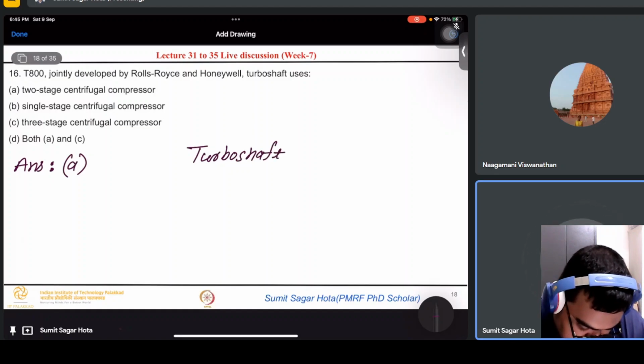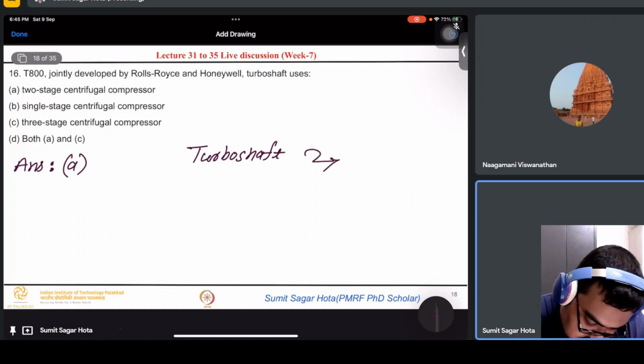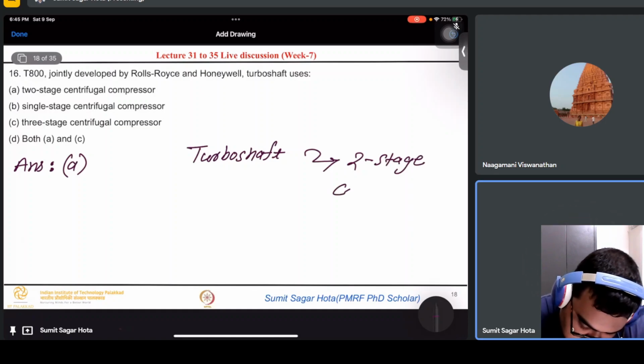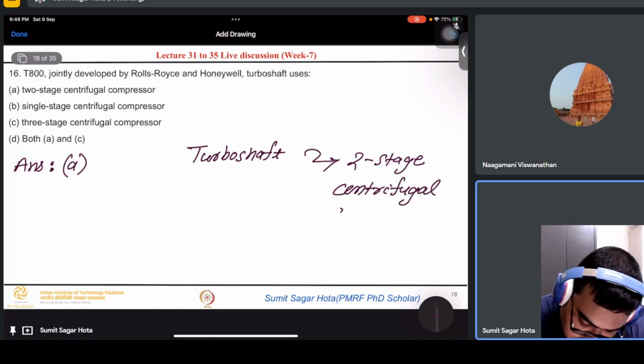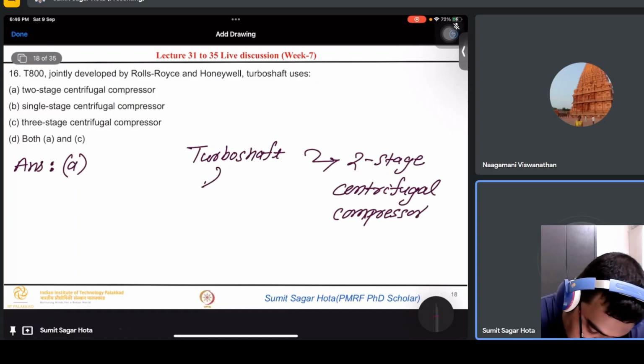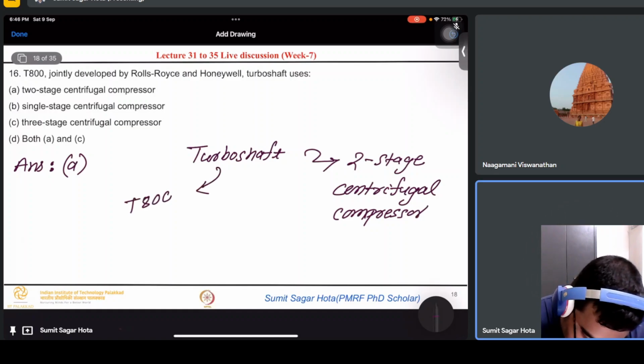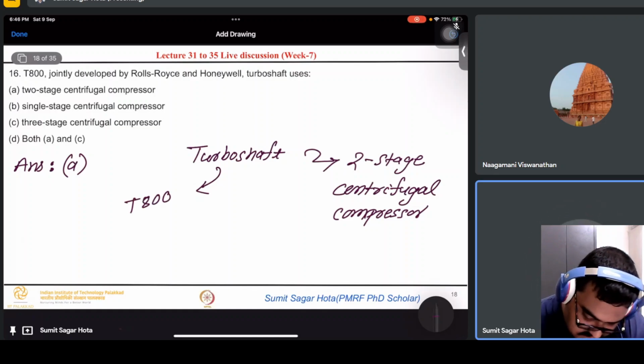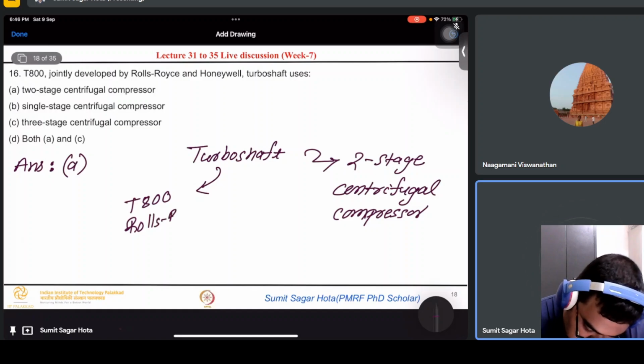Turbo shaft. Two-stage centrifugal compressor. Turbo shaft, what is the type? T800, whatever the type, it does not matter. T800, Rolls Royce and Honeywell.